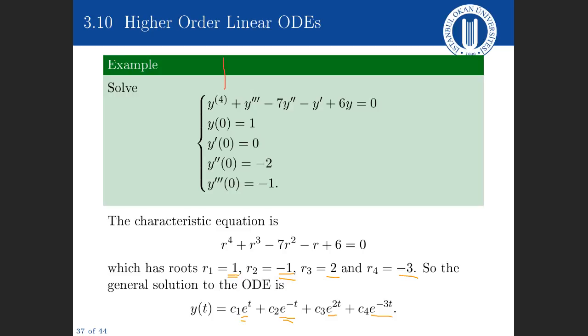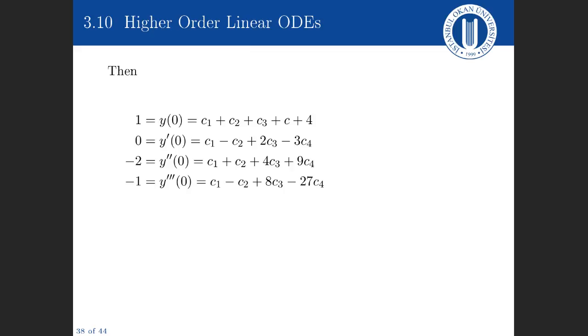Now here's this number 4 again. Fourth order equation, 4 initial conditions, 4 roots to the characteristic equation, and therefore 4 functions and 4 constants. After we found the general solution, we need to find the constants C1, C2, C3, and C4. Another typo just here. There should be a number 4 just here.